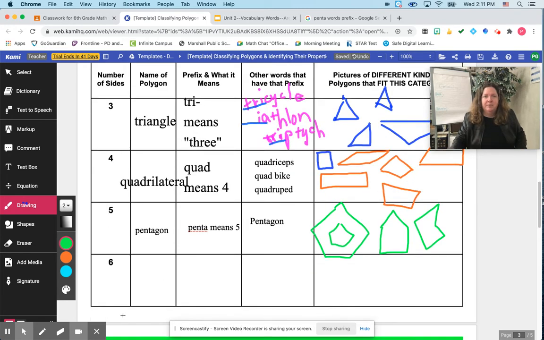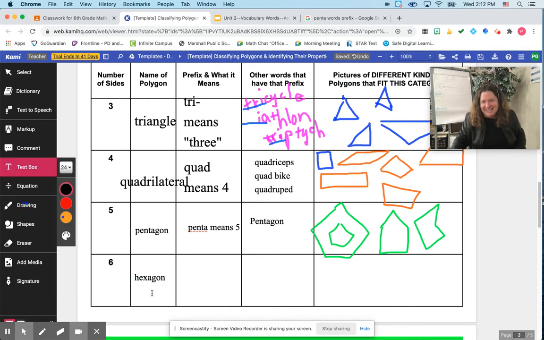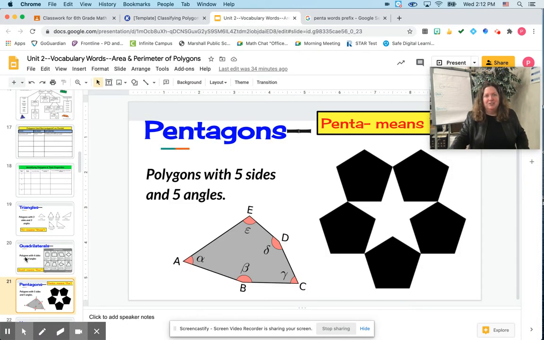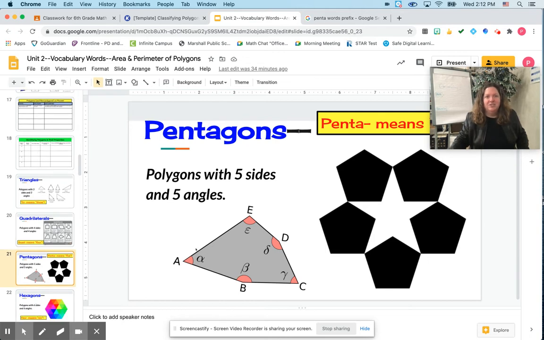I'm going to scroll down here a little bit, and I'm on number 6. What do we call a six-sided shape? Pause the video, write it in, come on back. Well, hopefully you knew that was a hexagon, and you've probably got the system now. What is the prefix and what does it mean? The prefix is hex, and it means 6. Now, let's go back and see what our vocabulary situation looks like. There's pentagon. Let's go down one more. Hexagon.